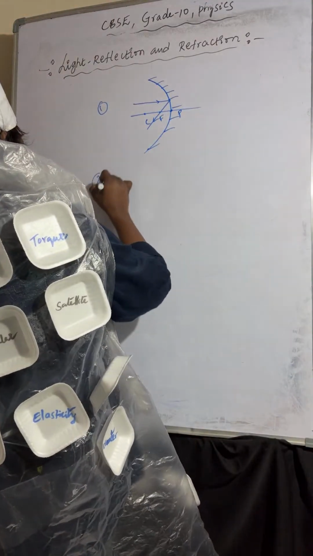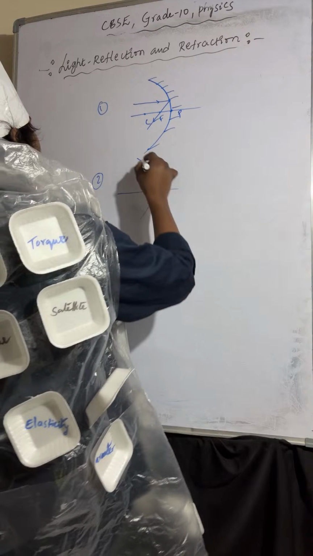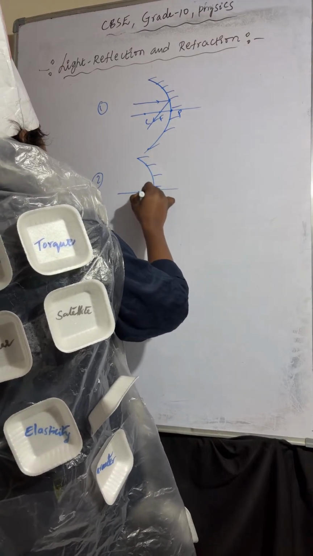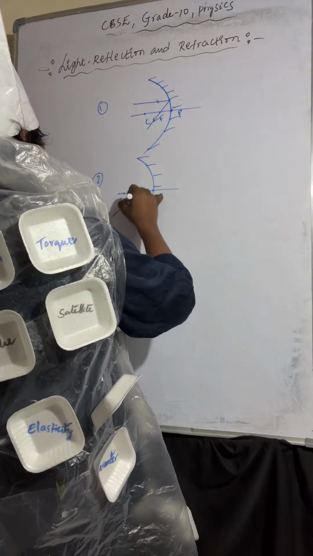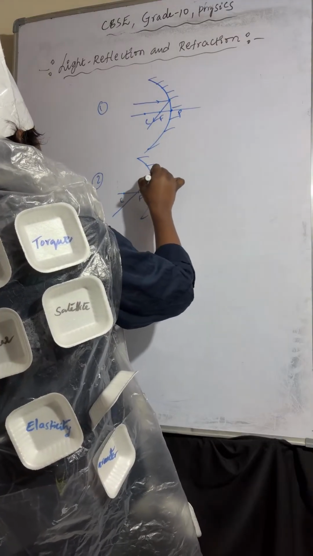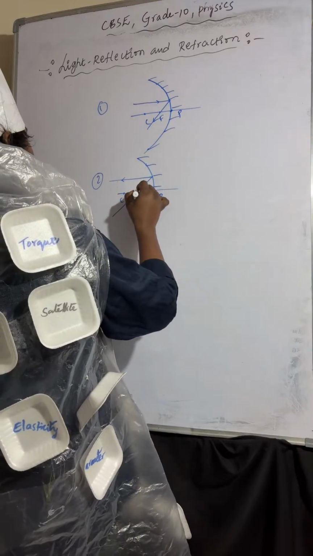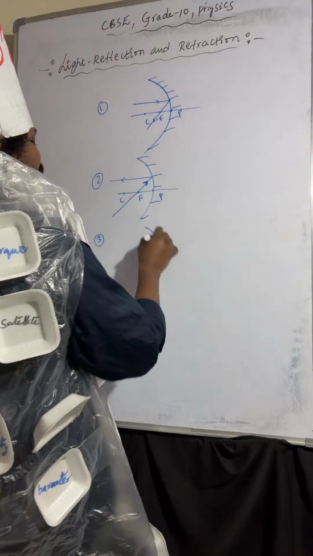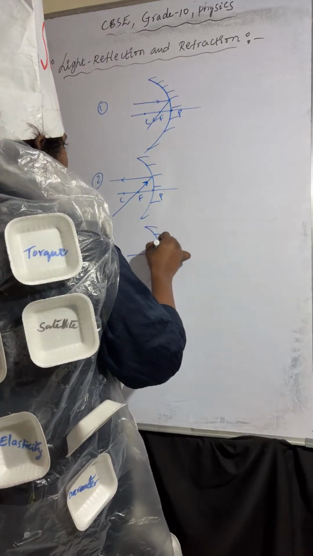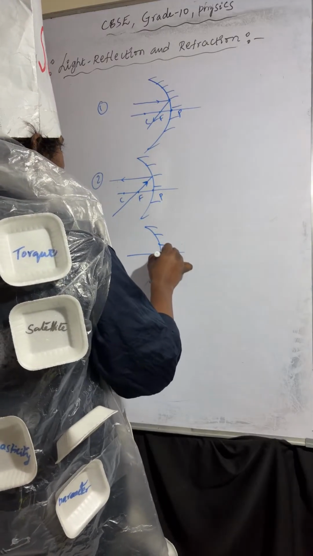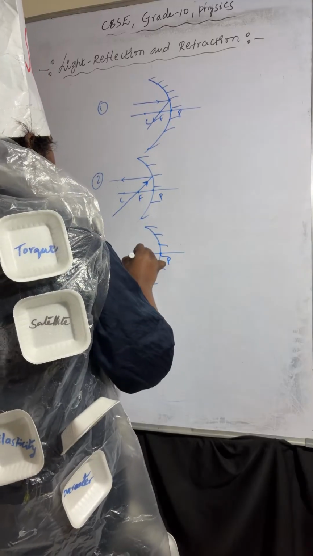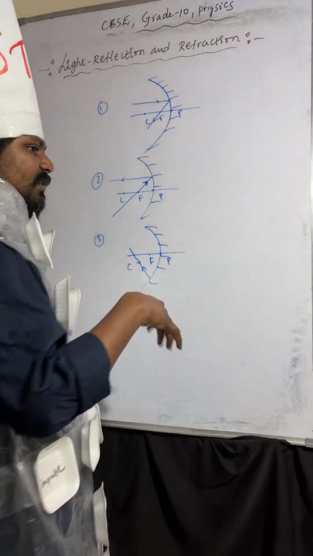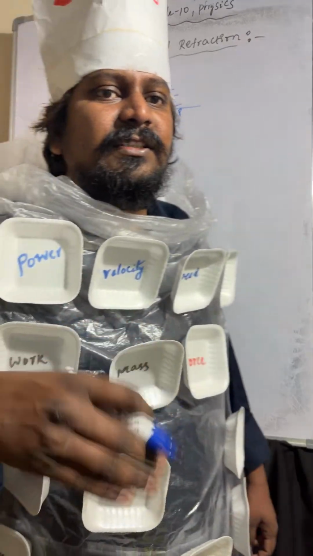Here you can take, that is the first one. And coming to the second one, I'm taking here the pole, focus and center of curvature. The light ray is passing like this. After reflection, it moves towards infinity and becomes parallel to the principal axis. And coming to the third one, the light ray is passing through center of curvature. After reflection, it retraces its original path.